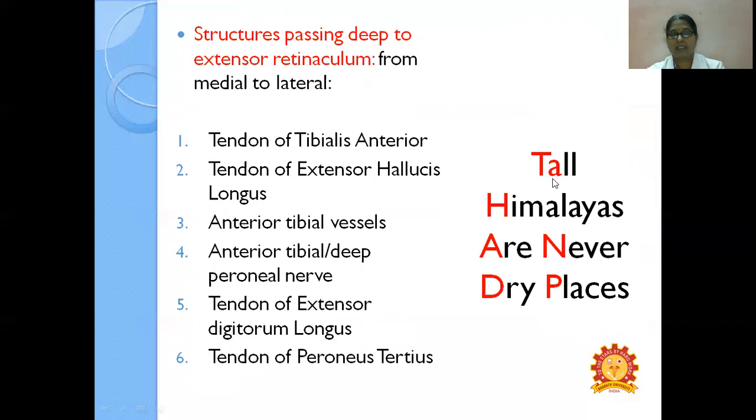TA stands for tendon of tibialis anterior, H for tendon of extensor hallucis longus, A for anterior tibial vessels, and N for anterior tibial or deep peroneal nerve. D for tendon of extensor digitorum longus, and P stands for tendon of peroneus tertius. So this is the mnemonic we use to remember the structures passing deep to the extensor retinaculum from medial to lateral.